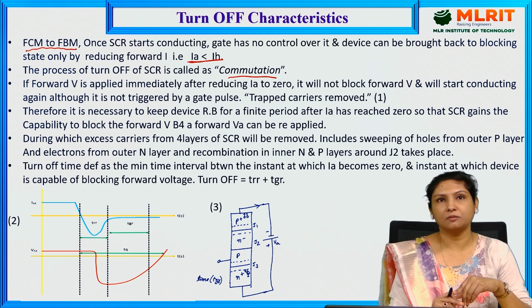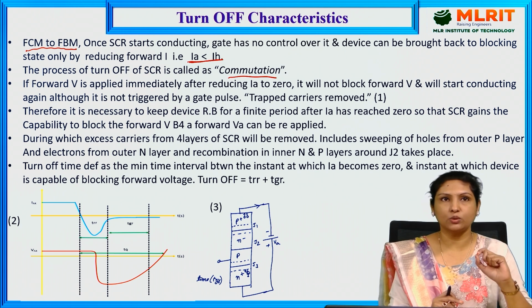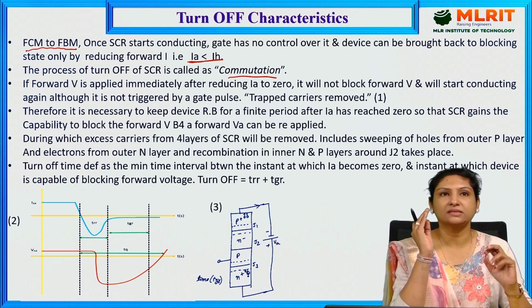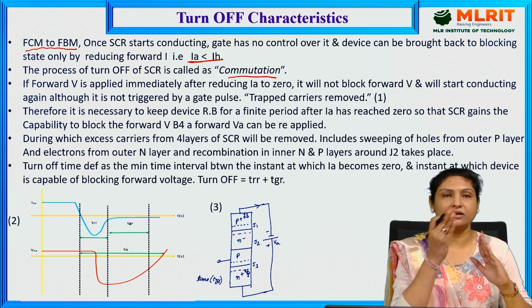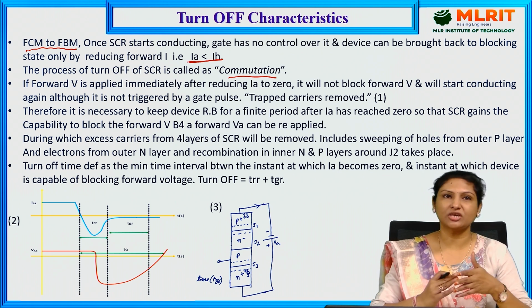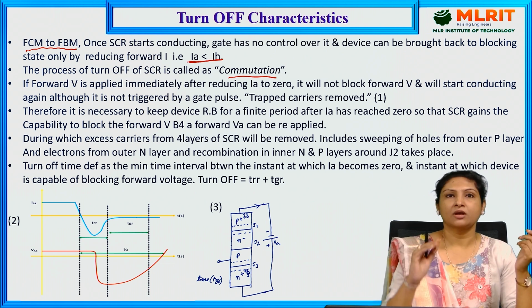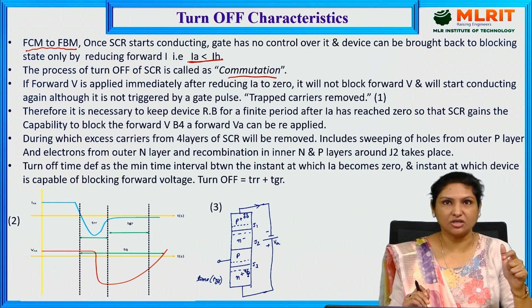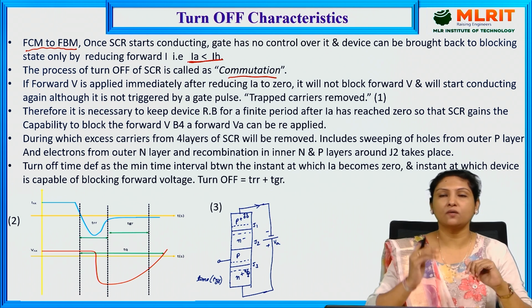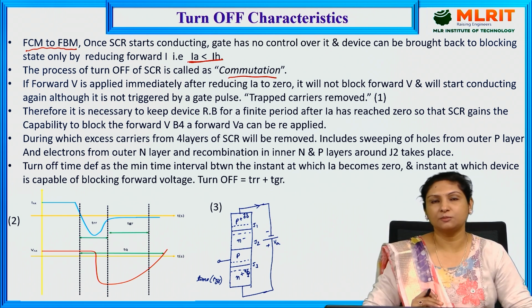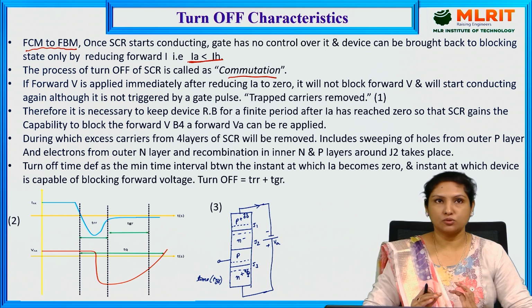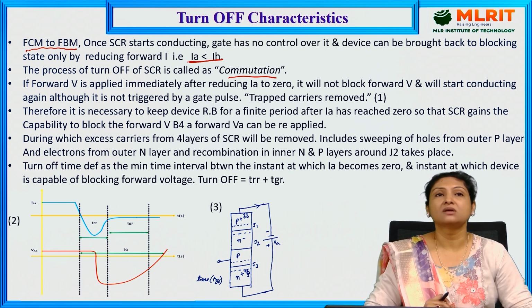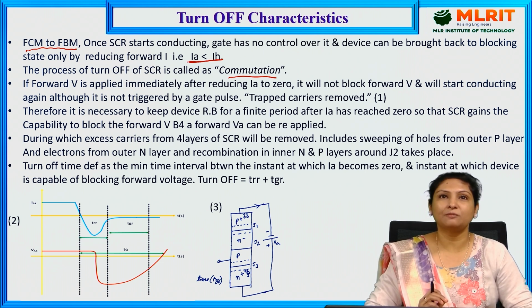So for that purpose, what needs to happen is, when the SCR comes into the on state, the charge carriers are spread throughout the SCR. We need to remove these trapped charges, and recombination of these electrons needs to take place so that it will be in a position to block the forward voltage. For that purpose, it is necessary to keep the device reverse biased for a finite period of time.